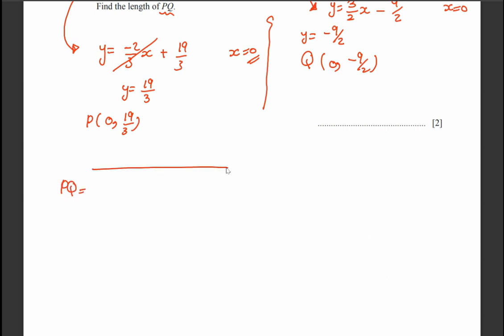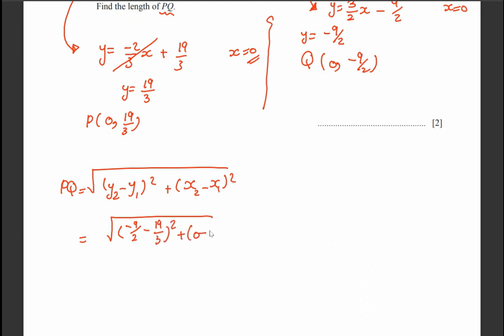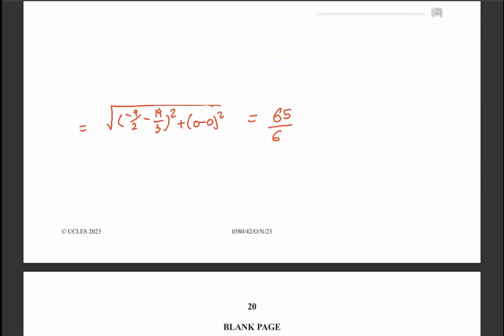If he wants the length BQ, what should I do? Write the root of y2 minus y1 all squared plus x2 minus x1 all to the power 2, and then substitute here like this. Yes, negative 19 over 3 to the power 2, then minus negative 9 over 2, it will be 65 over 6. 65 over 6. This was the last question.